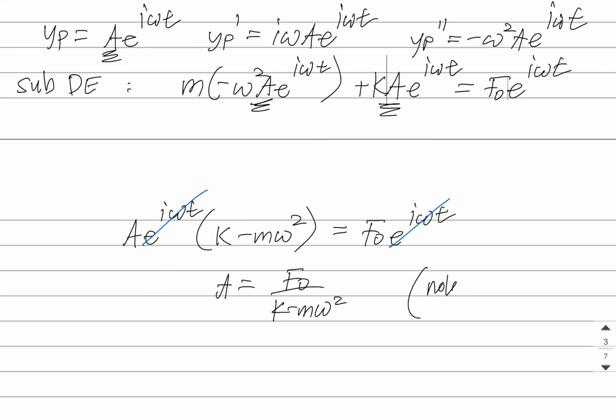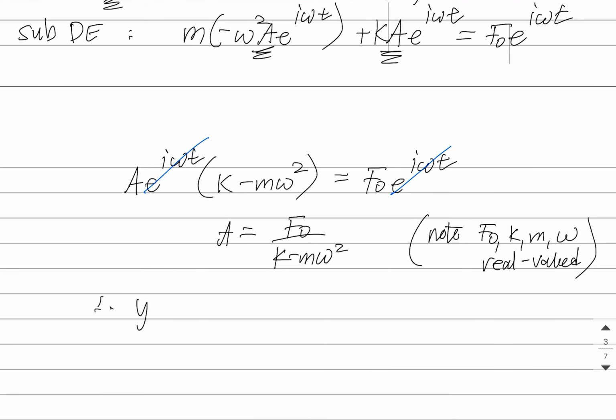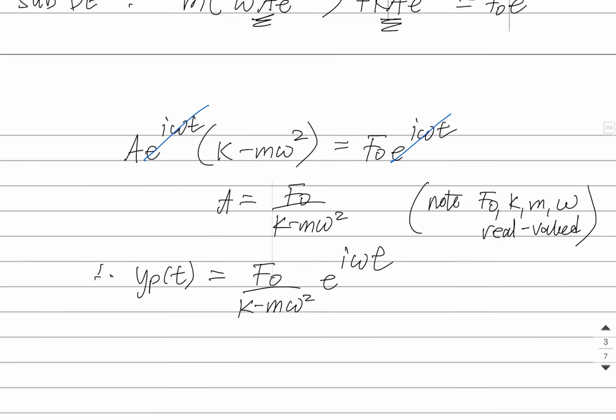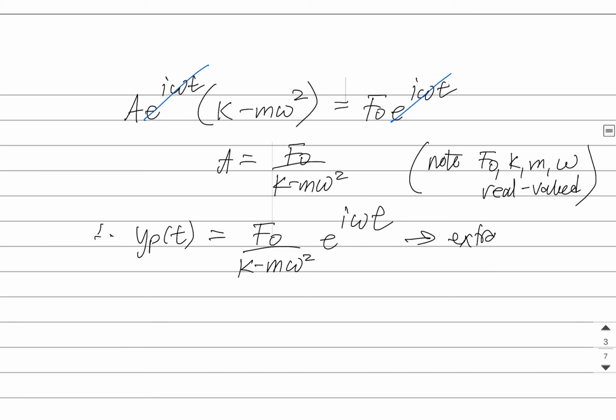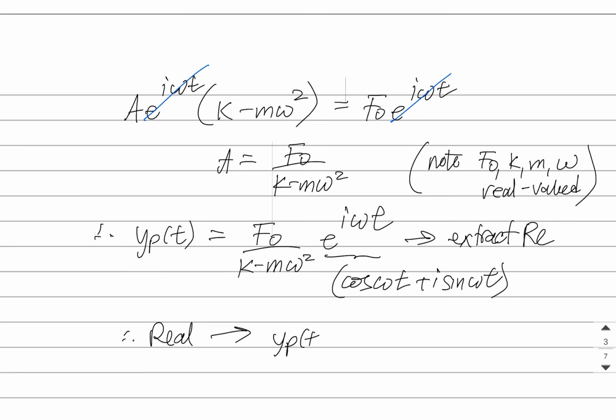Now note, all of these constants are real, right? They're real valued. So that means your particular solution will just be f naught over k minus m omega squared, e to the i omega t. Now we are going to extract the real part of this. This e to the i omega t can be written as cos omega t plus i sine omega t. And that means that the real part will give us our particular solution, f naught over k minus m omega squared, cos omega t.